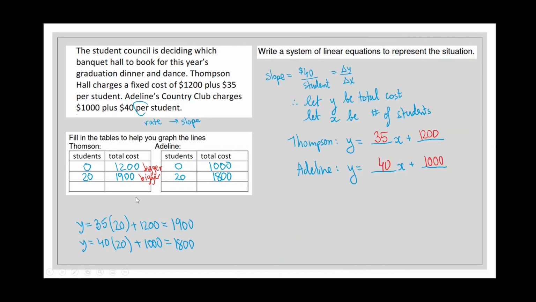So let's go back and add another value for number of students. Let's choose something bigger, so let's say 100 students, and plug that in for the x's. Find the y values that correspond, and we get 47, 100, and 5,000. This time, 5,000, as you compare it to 4,700, is a bigger number. So definitely within this domain from 0 to 100, we have a point of intersection somewhere in between.